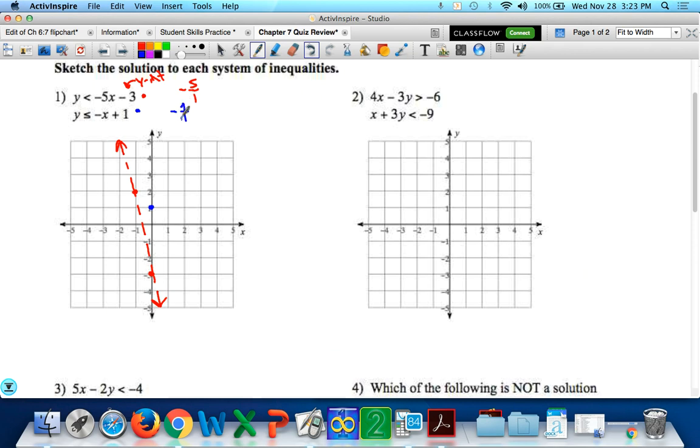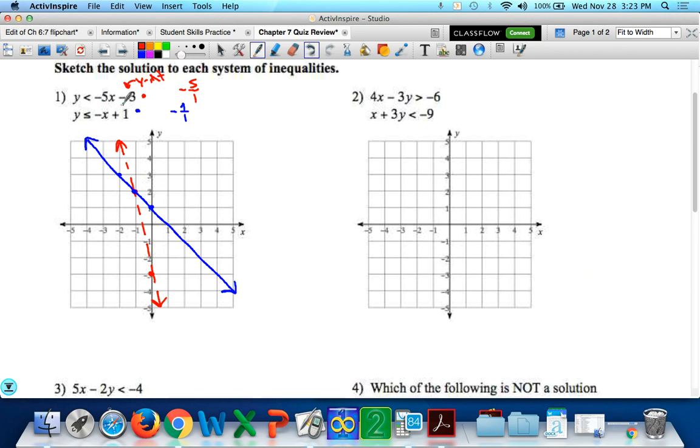That means I'm putting my negative slope down here. Rise 1, run 1. Rise 1, run 1. Again, double check yourself. Make sure you're making a negative slope, and we are. That would be this line right here. Now this one needs to stay solid because it has the or equal to symbol under here. Okay? So now it's time to do our shading.